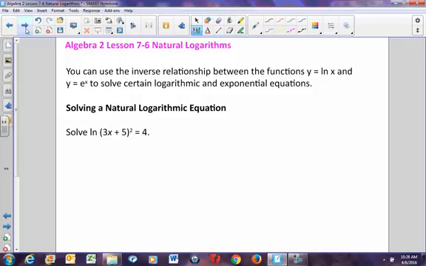Remember before when this was log, it would be 3x plus 5 squared equals 10 to the 4th. But since y equals e to the x, and y equals the natural log of x, basically what I have is 3x plus 5 quantity squared equals e to the 4th power. So instead of saying 10 to the 4th, when we use the common log, it's base 10. When you use a natural log, it's base e. So you're going to do the same properties as you did before, but now instead of using a 10, it's e. So I have 3x plus 5 squared equals e to the 4th. So if I took the square root of both sides, I have 3x plus 5 equals plus or minus e squared.